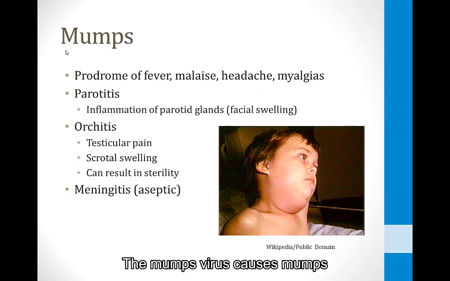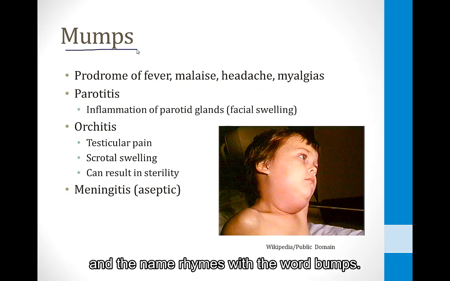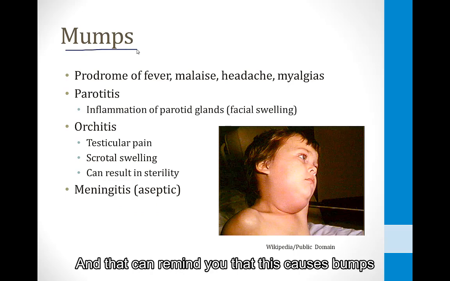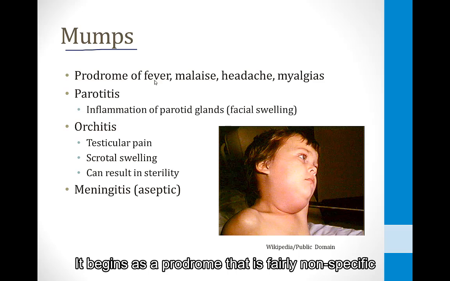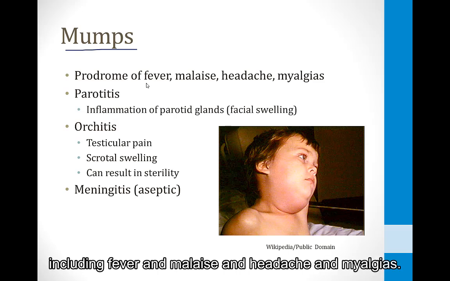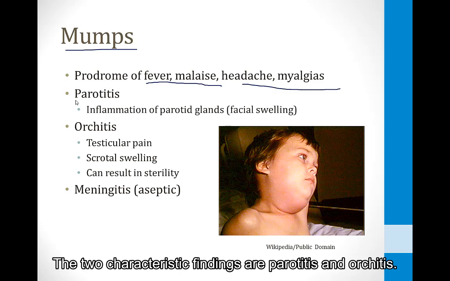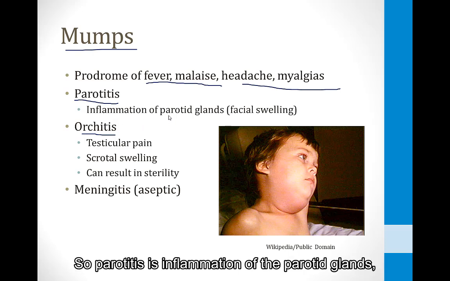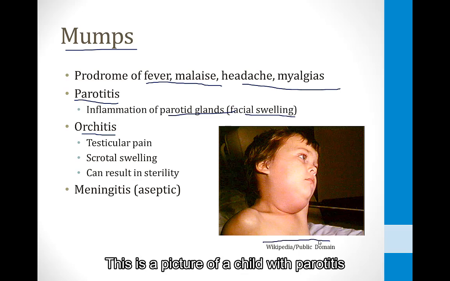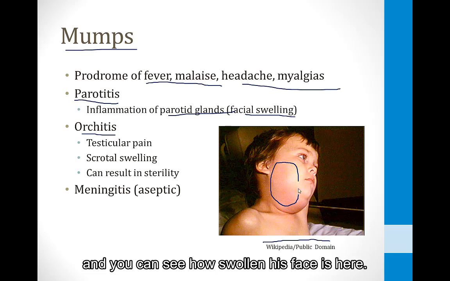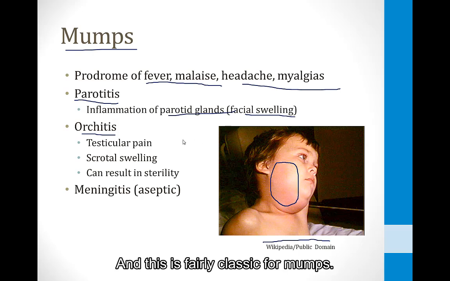The mumps virus causes mumps, and the name rhymes with the word bumps, and that can remind you that this causes bumps or swellings in several places of the body. It begins as a prodrome that is fairly nonspecific, including fever and malaise and headache and myalgias. The two characteristic findings are parotitis and orchitis. So parotitis is inflammation of the parotid glands, which gives facial swelling. This is a picture of a child with parotitis, and you can see how swollen his face is here, and this is fairly classic for mumps.